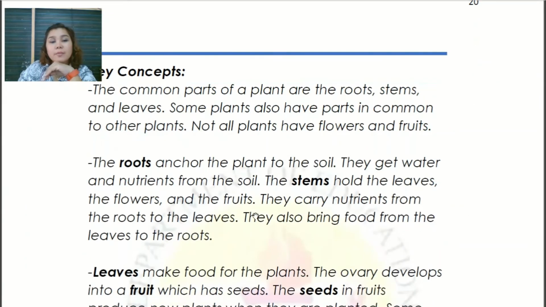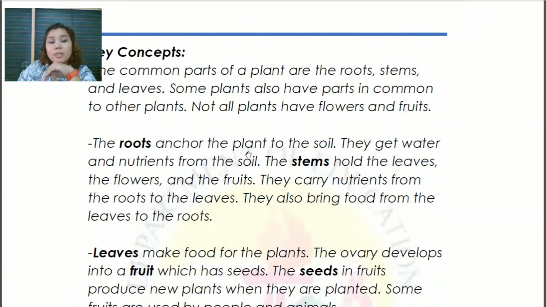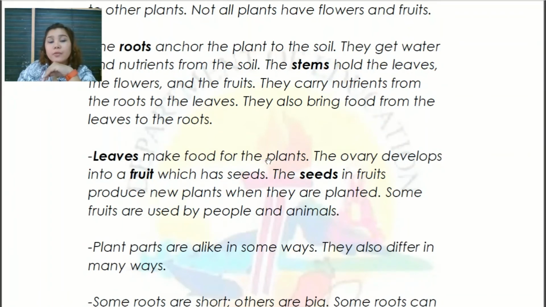Key concepts. The common parts of a plant are the roots, stems, and leaves. Some plants also have parts in common to other plants. Not all plants have flowers and fruits. The roots anchor the plant to the soil. They get water and nutrients from the soil. The stems hold the leaves, the flowers, and the fruits. They carry nutrients from the roots to the leaves. They also bring food from the leaves to the roots. So leaves make food for the plants.